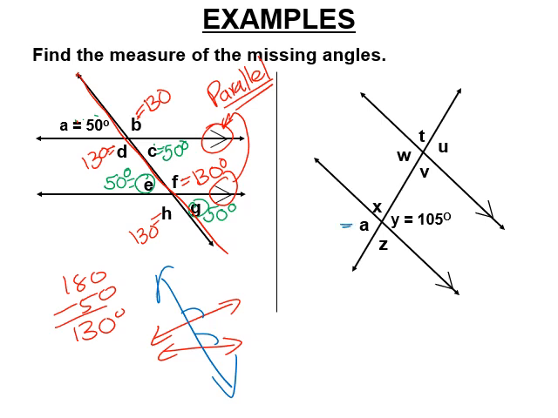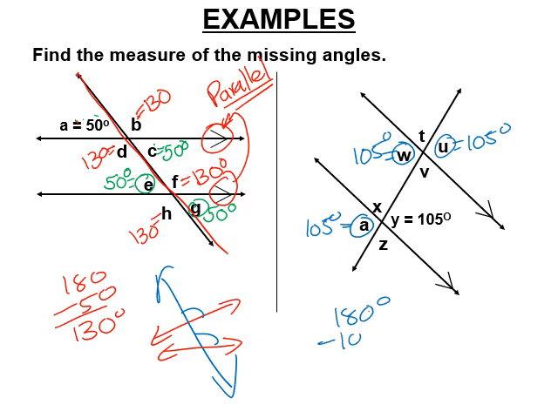So A is vertical. W is corresponding to A, right? They're in the same location, corresponding. U is corresponding to Y. The rest are going to be adjacent along a straight line.